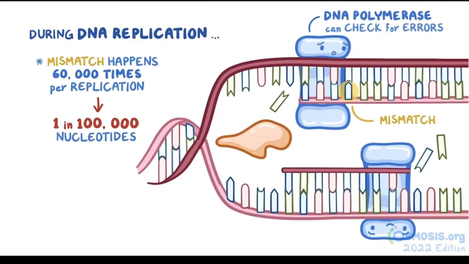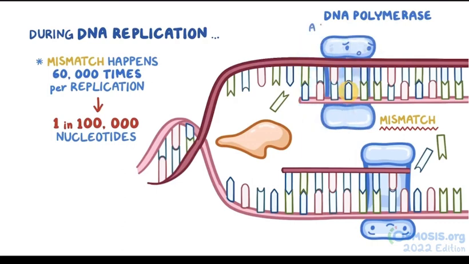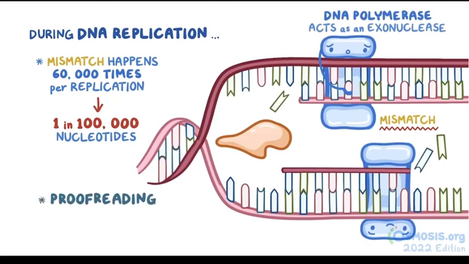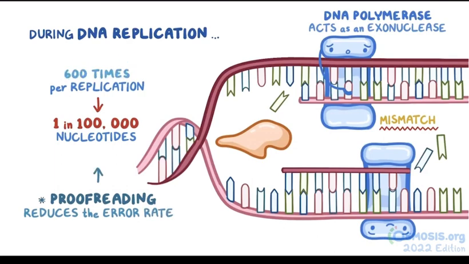If DNA polymerase finds a mismatch, it goes back and acts as an exonuclease, meaning it removes the wrong nucleotide from the newly synthesized DNA strand and replaces it with the correct nucleotide. This is called proofreading, and while it still leaves some mismatches behind, it reduces the error rate to about 600 times per replication, so 1 out of 10 million nucleotides.